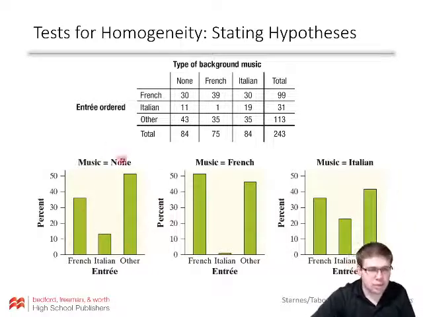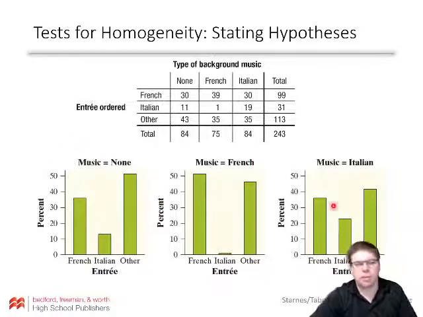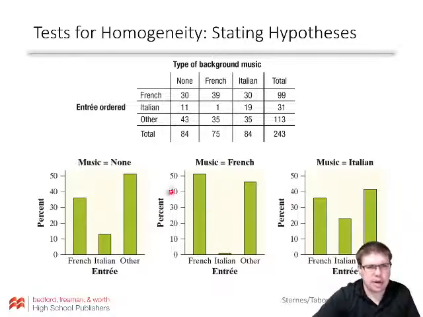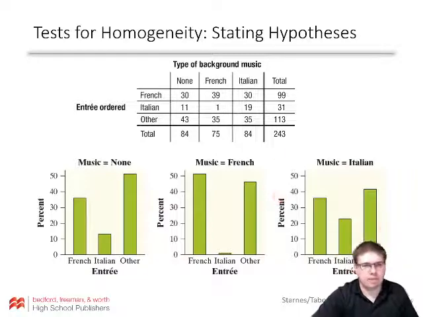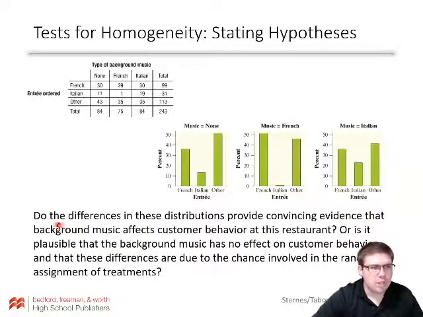So these are sample, or really, I guess, treatment percentages, since it's kind of an experimental design. Are they significantly different? So we see, across the board, Italian was ordered less, but was it a little less likely, and so on? Is that significant, or could that just be the result of random assignment? So do the differences in these data distributions provide convincing evidence that background music affects customer behavior at this restaurant? Or is it plausible that the background music has no effect on customer behavior, and that these differences are due to the chance involved in the random assignment of treatments?